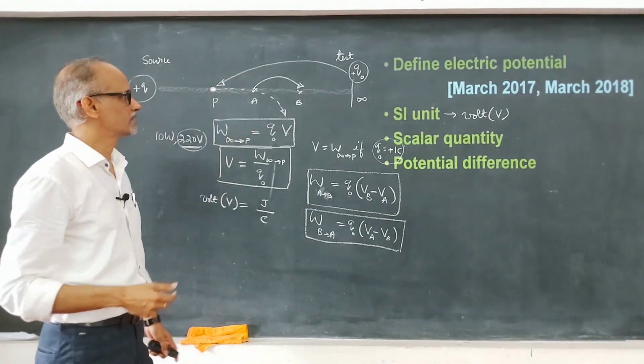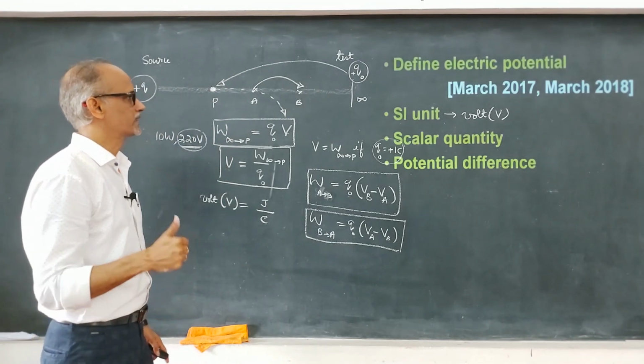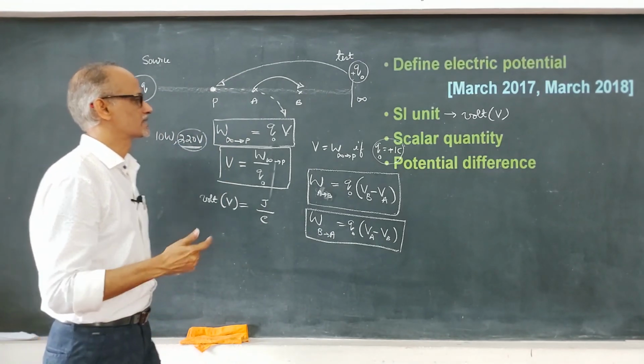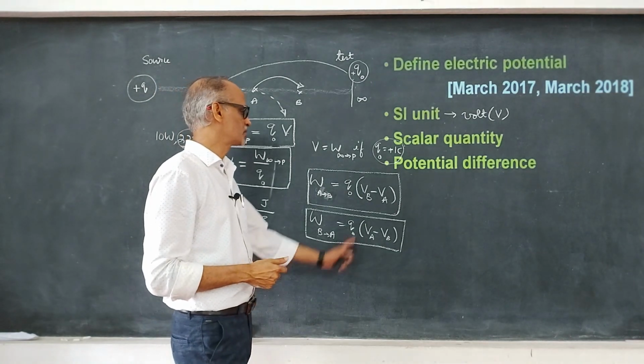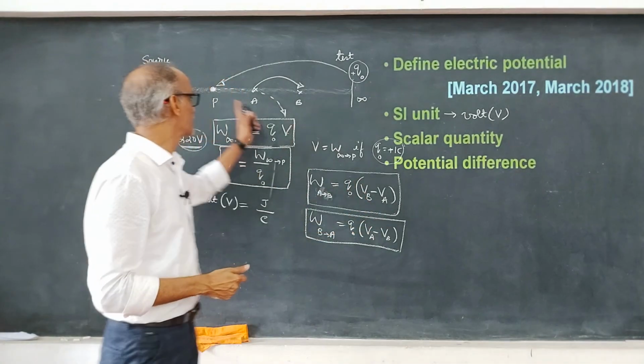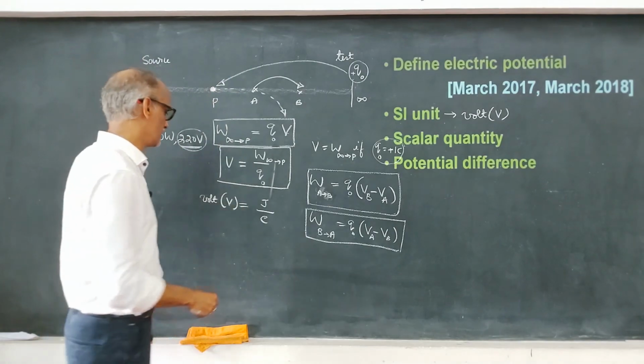So, hope you have understood these important terms. One is electric potential, SI unit is volt, it is a scalar quantity, and the potential difference is always measured between 2 points, whereas electric potential is measured at a single point.